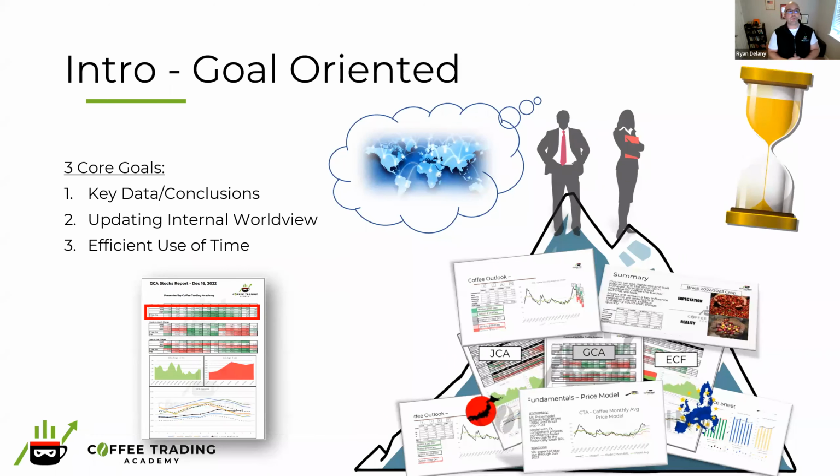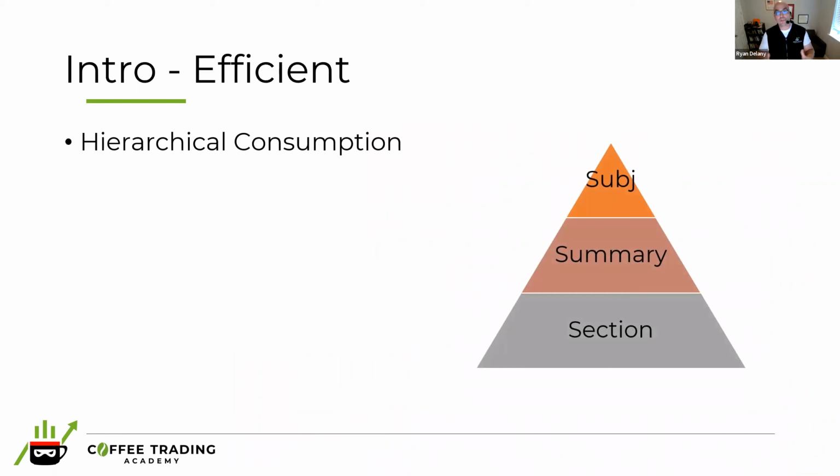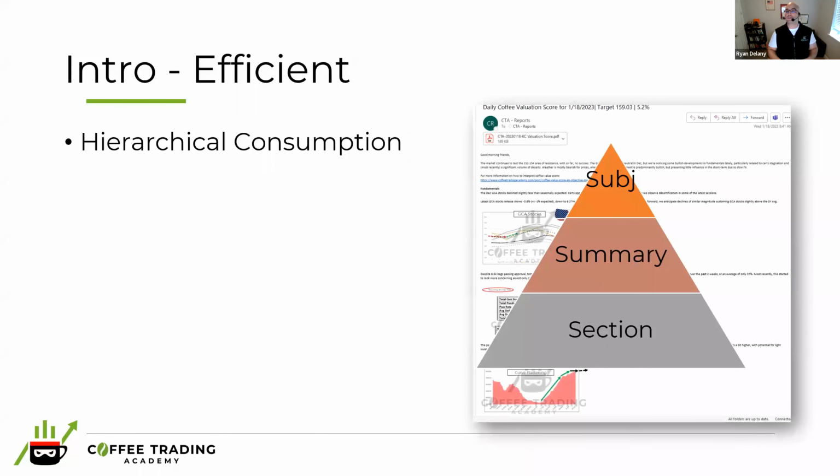And then finally, we want to be efficient in our use of time. So one of our core goals when we open these reports, when we consume the reports, is being efficient. So how do we be efficient when we consume reports? Well, first of all, we're going to consume them hierarchically, okay? So we want to start with a top level view, say, okay, what is the conclusion of this report? Or what's the key data that's in this report?